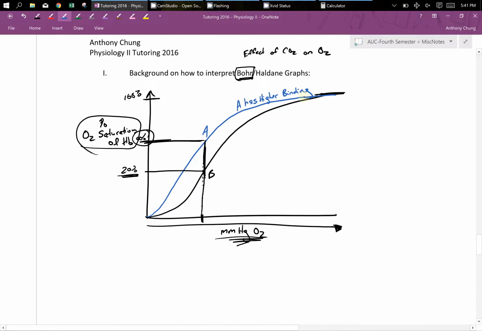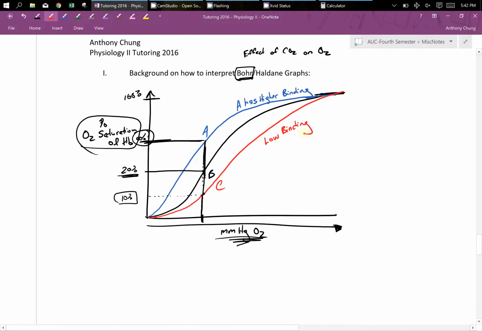Okay, let's put another one. C. Does that have higher binding or less binding? Let's take a look. You use the same exact line, and then you go all the way to the left, and maybe this is like 10%. I'm just making up numbers over here. And so you can tell that only 10% of all your hemoglobin has oxygen. It's only 10% of it. Do you think it has a high binding or less binding? Less. Low binding.